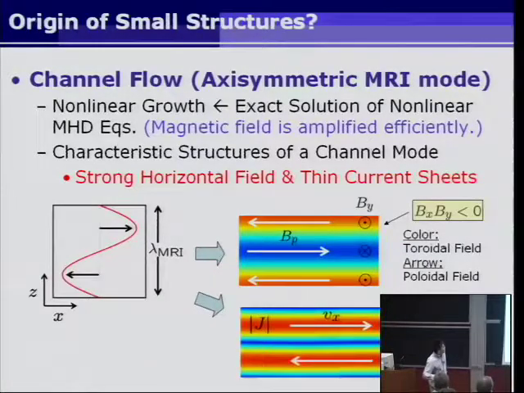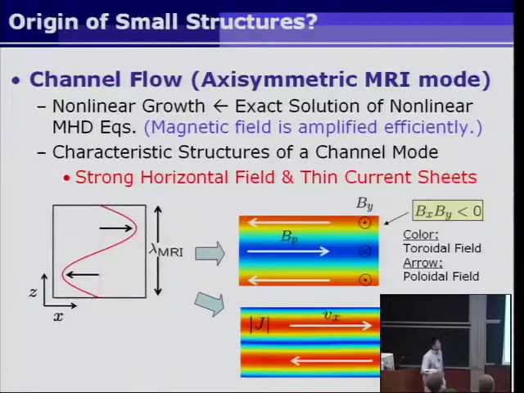The arrow shows the toroidal magnetic field is negative, positive, negative, and the color is By. So Bx and By are anticorrelated in this mode. And the color here shows the current density. The channel flow growth forms a thin current sheet with the horizontal motion.